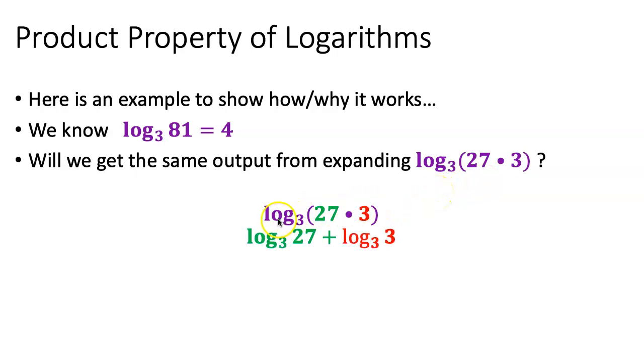We can expand with log base 3 of 27 plus log base 3 of 3. Well, log base 3 of 27, that's 3. 3 to the 3rd power is 27, and 3 to the 1st power is 3. So this turns into a 3, this turns into a 1, and 3 plus 1 is 4. The same answer. So it does work, and that's kind of why it works.